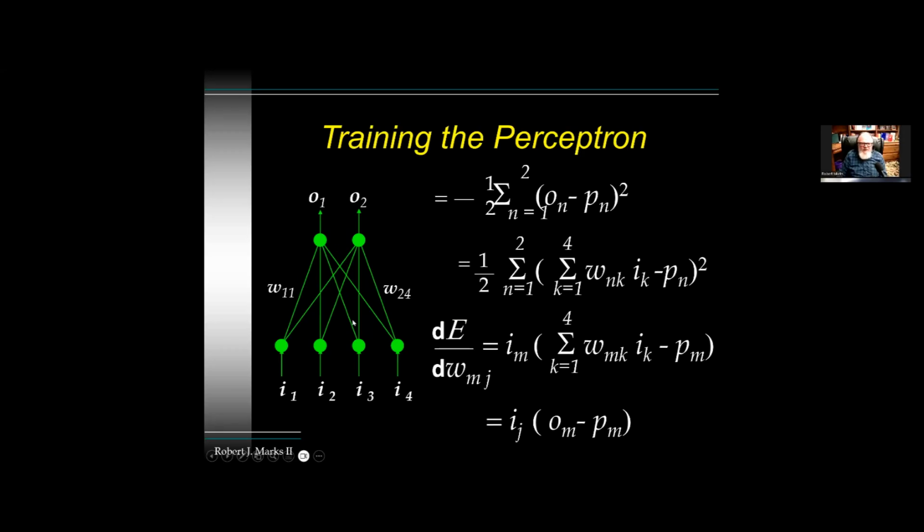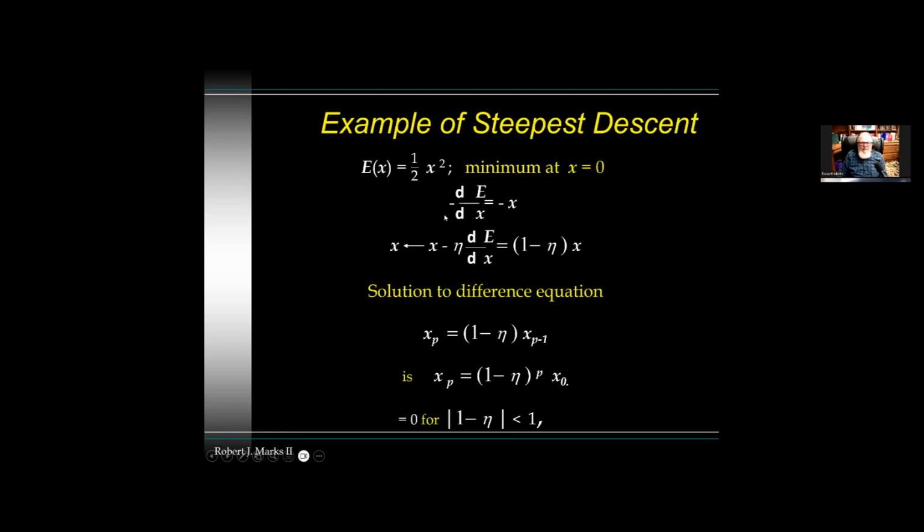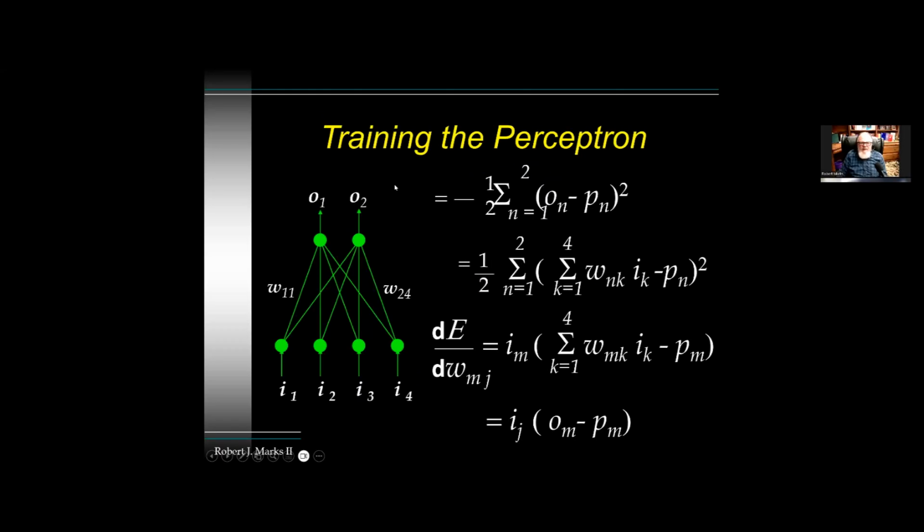Okay, so here's our perceptron. The perceptron just has an input and it has an output and it has weights here. The error here is equal to 1 half times what you got minus what you want, squared, right? The output is the output of the neural network. P is what you want it to be. So this is the training data. So you want that to be minimized in some sort of sense.